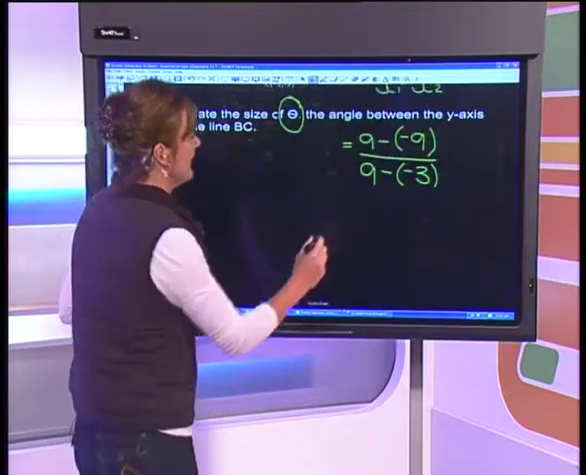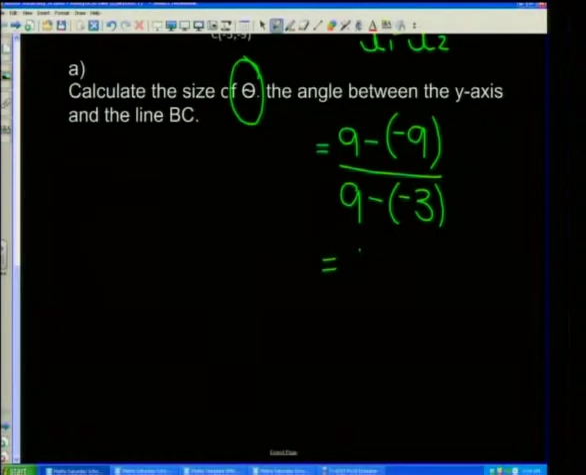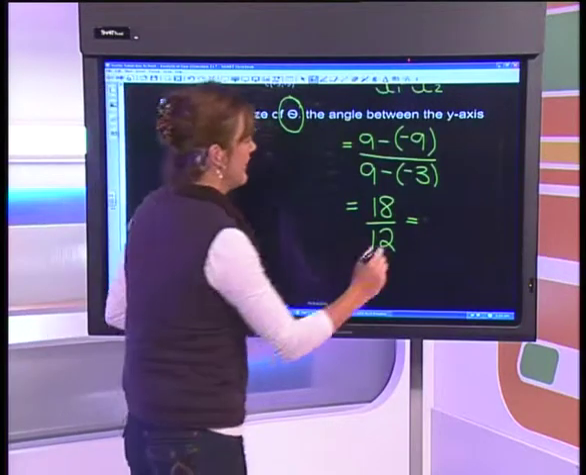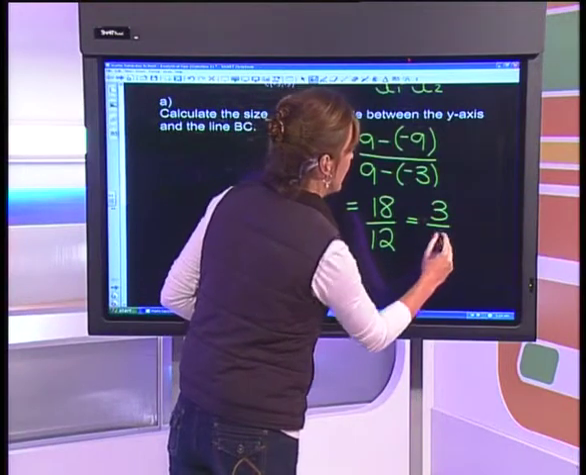Right, what we've got then is 9 plus 9, which is going to give us 18, and 9 plus 3, which is going to give us 12. And if we simplify that, both of them are divided by 6. That is going to give us 3 over 2.